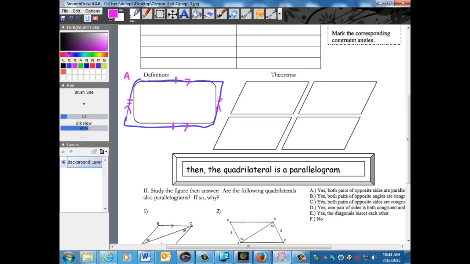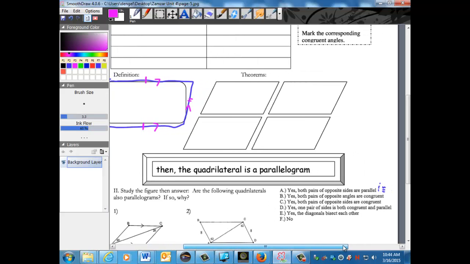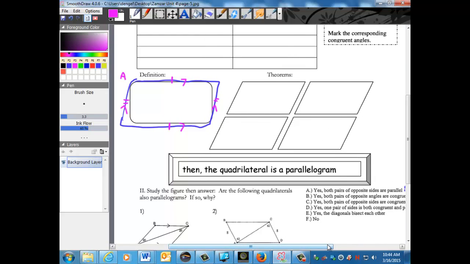Alright, next we have B. It says that both pairs of opposite angles are congruent. So B, we're going to make this shape up here. This is our drawing for B. And we're told that both pairs of opposite angles are congruent. So we'll show both pairs of opposite angles congruent. Okay, and so if we were shown this, then we can assume that this shape is a parallelogram.